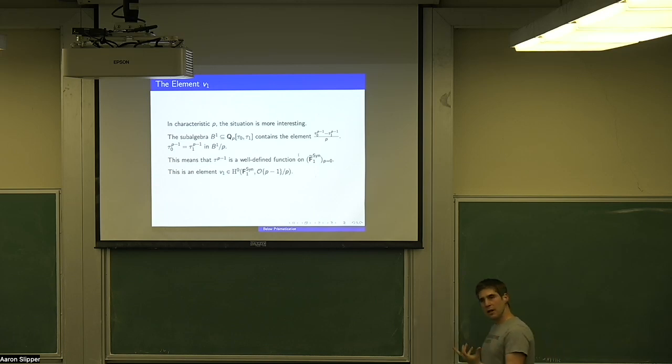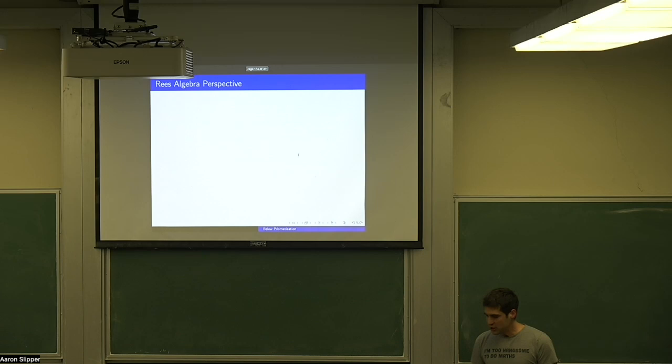And now in characteristic p, this stack F1 sin doesn't just have one point. It has a point where V1 is not 0 and a point where V1 is 0. So let's first talk about the point where V1 is not 0. So what happens if we invert V1 in these definitions? So remember, V1 really is some power of tau. So inverting V1 is like inverting tau.